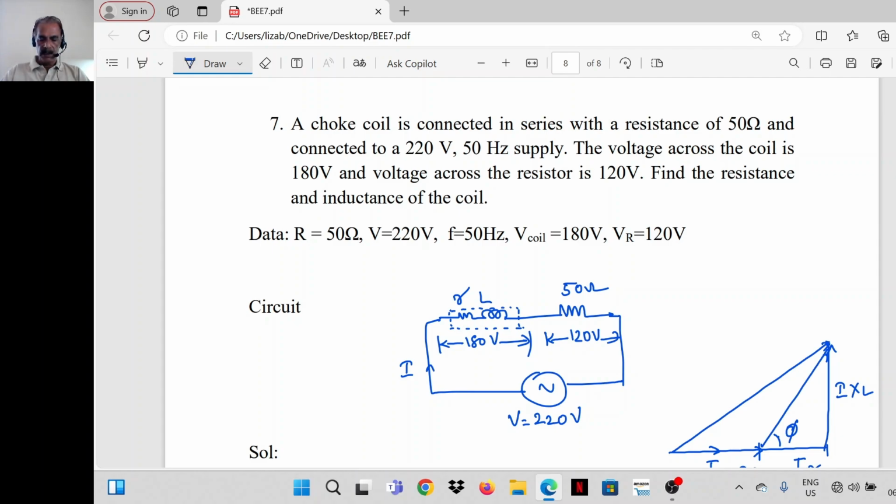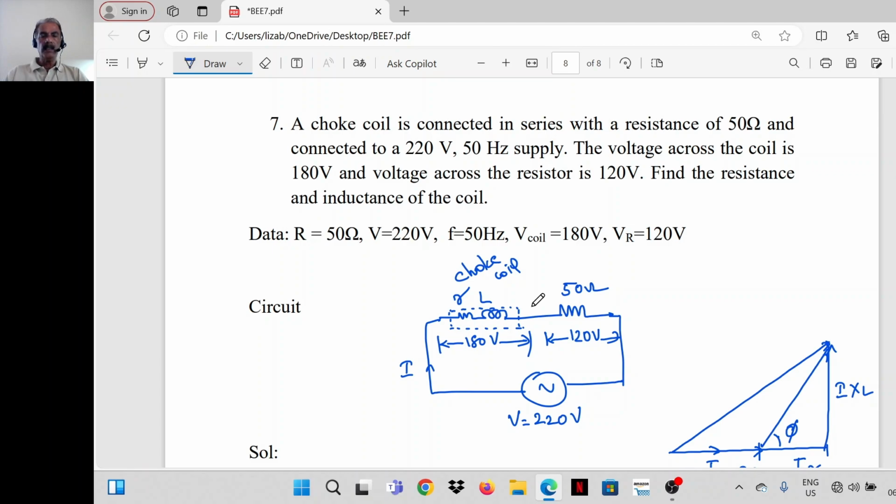So in the question it is given a resistance of 50 ohm, and a choke coil is connected in series with it. This is the choke coil. Choke coil has got an inductance as well as resistance. This resistance is the inherent resistance of the coil, not an additional resistance connected in series with it. The coil will be having a resistance, that is represented by the small r. L is the inductance of the choke coil. And 50 is the resistor connected in series with the choke coil.